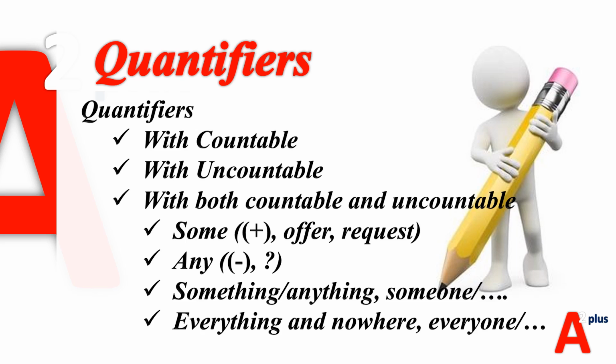And any is used with negative sentence and question. Do you have any friends? No, I don't have any friend. Okay. And we have also seen everything and nothing as well. Something and someone and anything and anyone as well as we are covered in the last lecture.